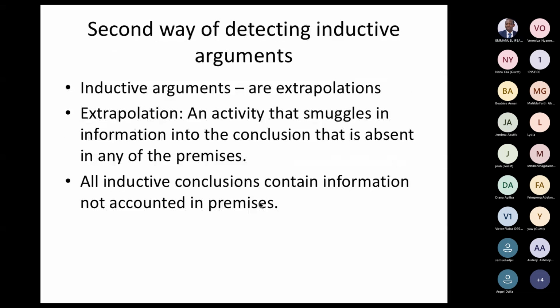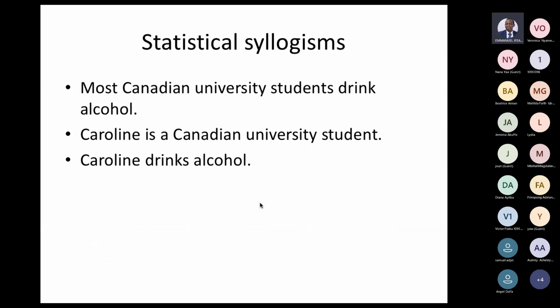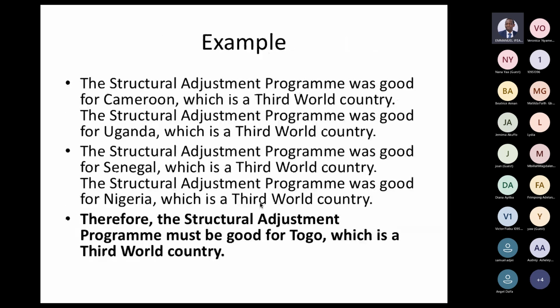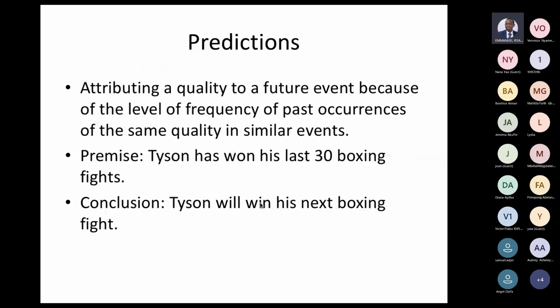Okay. So we also said that inductive arguments are also called extrapolations. We saw different directions of extrapolation. We said we can have part-whole extrapolations, we can have analogies, and then we can have predictions. These are the three classes of extrapolation: part-whole, analogies, and predictions. The part-whole are of two types. Under the part-whole, we have generalizations, and then we have statistical syllogisms.